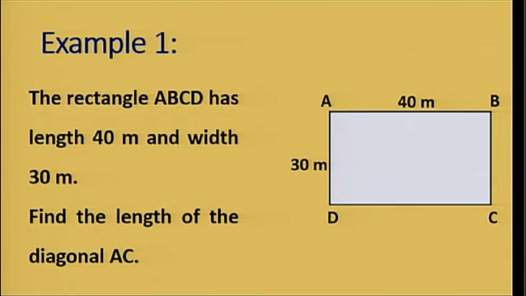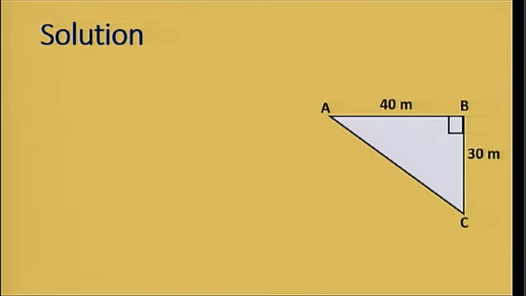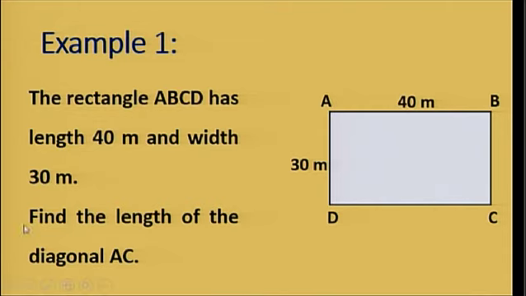So we consider the first example. The rectangle ABCD has length 40 meters and width 30 meters. Find the length of the diagonal AC. So I need to find the length of AC. Remember, in a rectangle, the four corners are right angles. So I'm going to consider only part of the rectangle, only this part: A, B, C. I'm going to take this half.